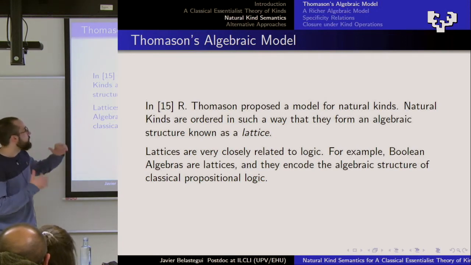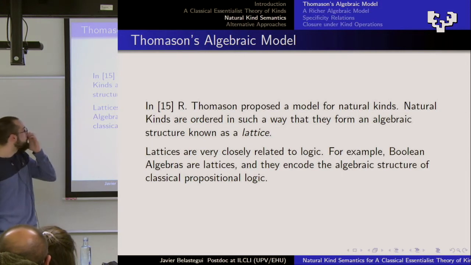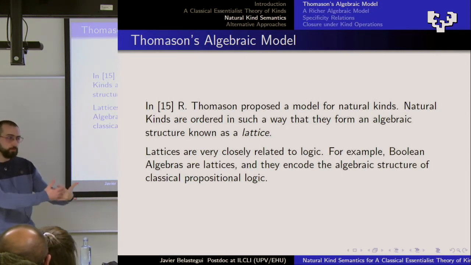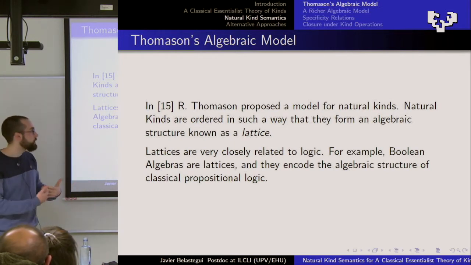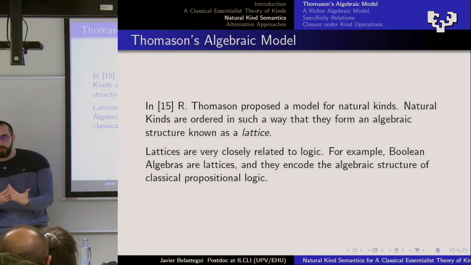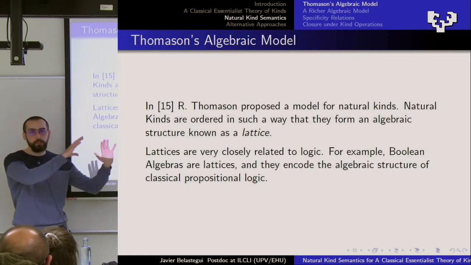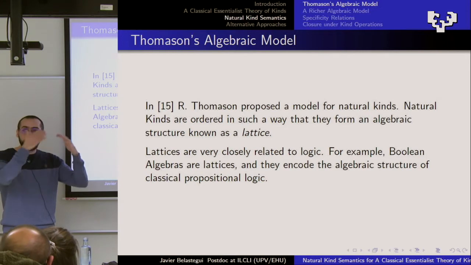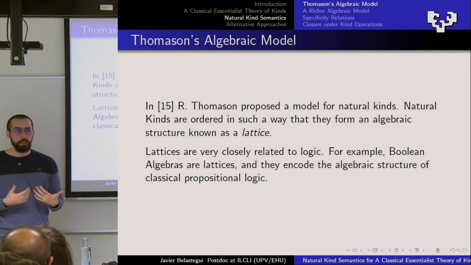Okay, so Thomason proposed a model for natural kinds, in fact, and his model was algebraic. What does this mean? He presented an algebraic structure known as a lattice, that I will now explain. And he said, look, what we can say about kinds is that they are structured in this way. They are structured as a lattice. And so, since they are structured as a lattice, we can combine kinds in some specific ways. Some specific ways of combining kinds are legit.